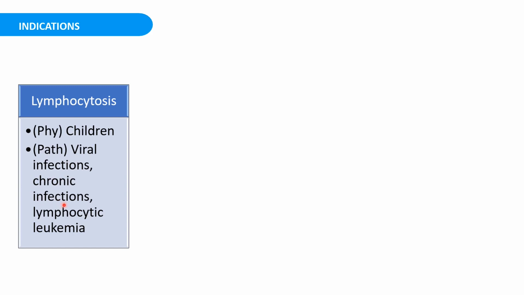Then chronic infections: if the person has a chronic infection, then also lymphocytosis will be there. If there is a blood cancer like lymphocytic leukemia, then also lymphocytosis will be there. So these are the conditions where lymphocytosis is there. Most important is viral infections. In viral infections, lymphocyte count will increase. The reason is lymphocytes destroy the viruses while neutrophils destroy the bacteria. That is why lymphocyte count increases in viral infections while neutrophil count increases in bacterial infections.